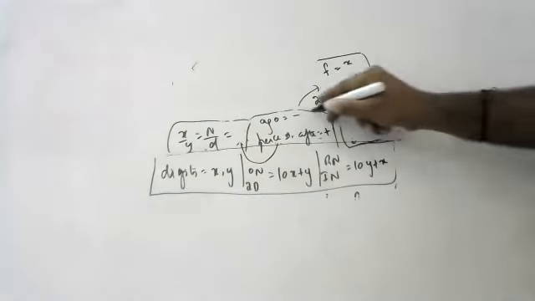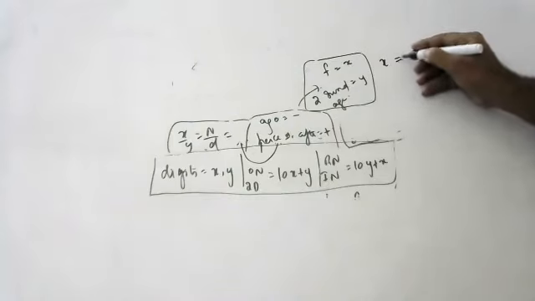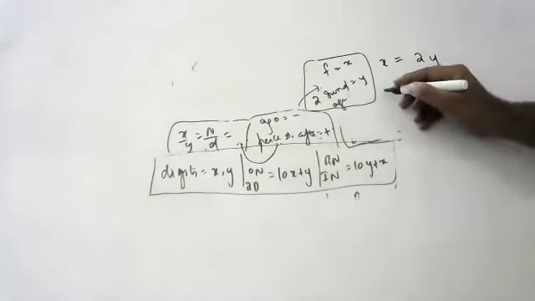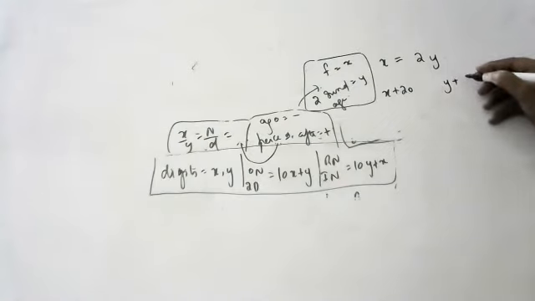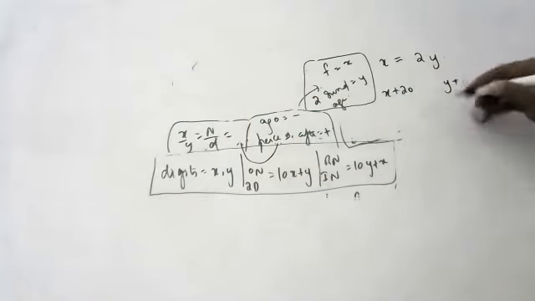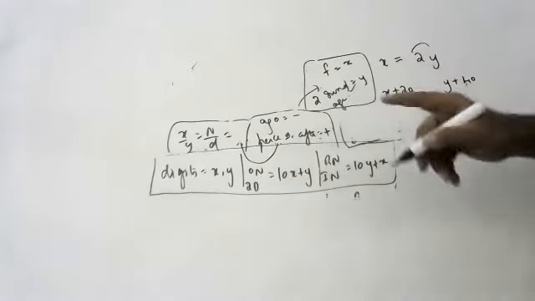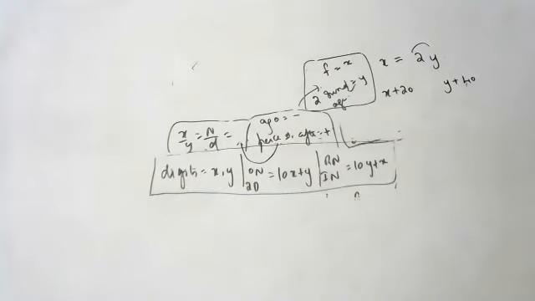Please make a note. So the question is: age of father is twice the sum of the ages of two children. After 20 years, what children? X plus 20, y plus 40. Yes, y plus 40. Normally we tend to put y plus 20. But here y plus 40. Why y plus 40? Because two children are there here. Y plus 20, y plus 20 means y plus 40, children.